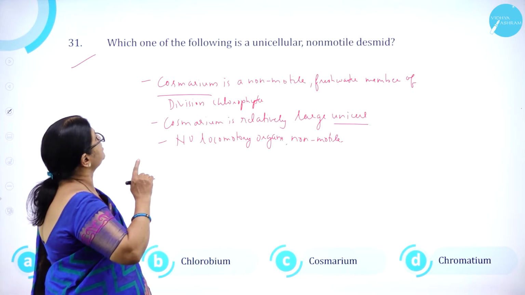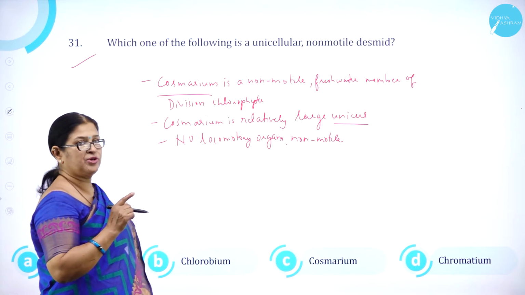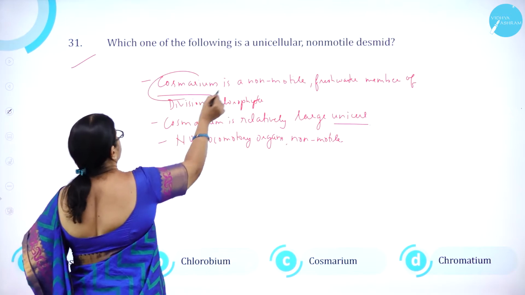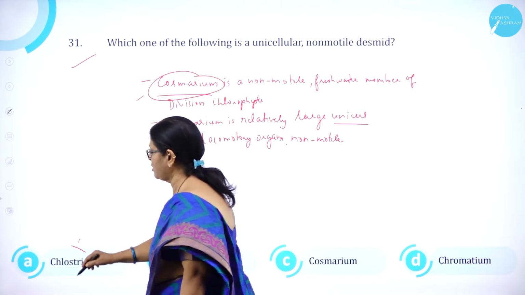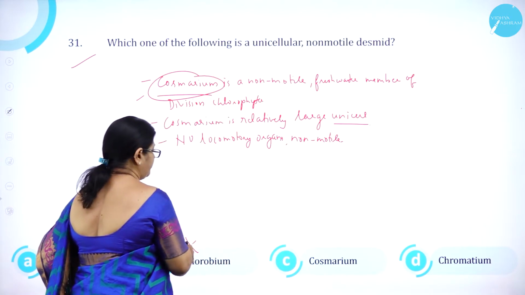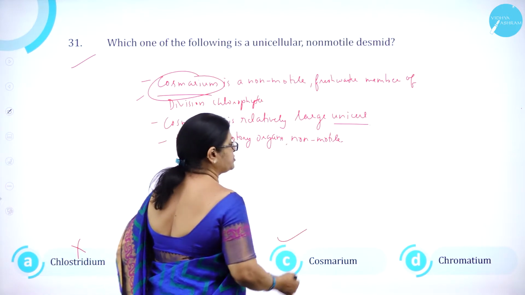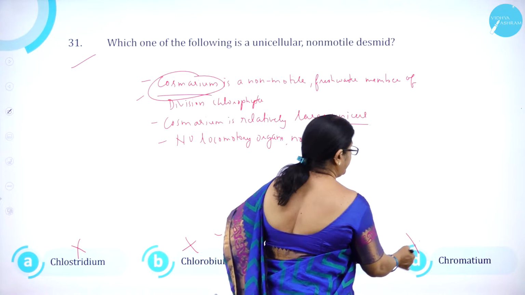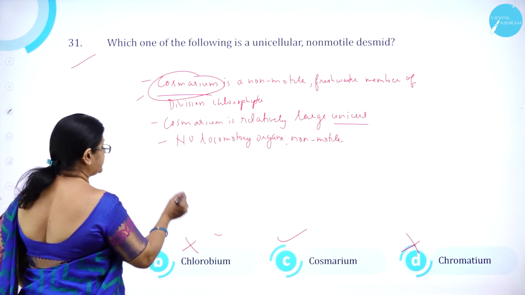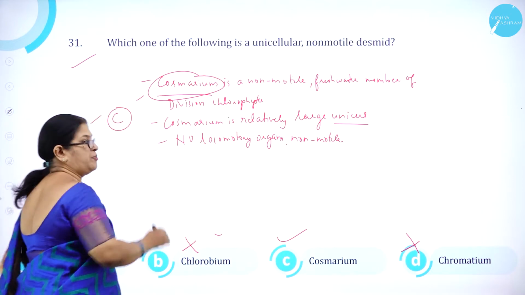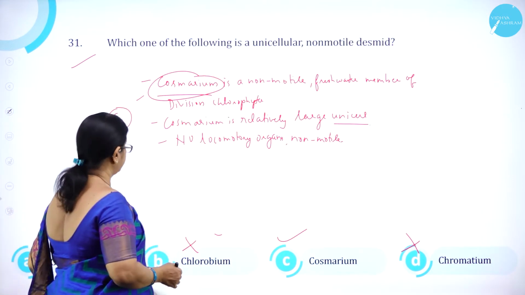So which one of the following is a unicellular non-motile desmid? It is Cosmarium. So option A, Clostridium, wrong. Bacteria. Option B, Chlorobium, wrong. Bacteria. Cosmarium is correct. Option D is wrong. So option C is correct.